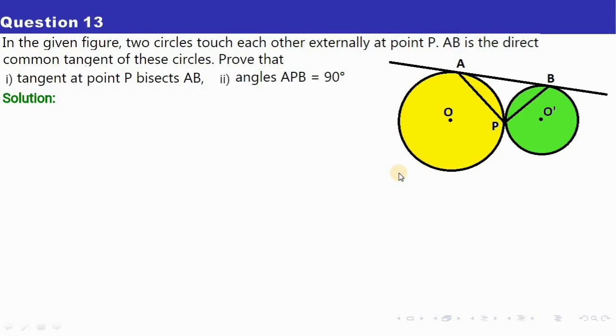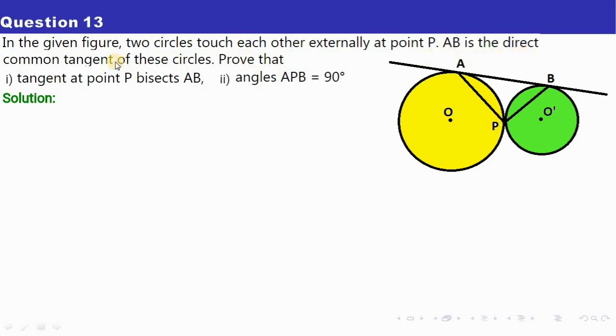Today in exercise 18a we'll begin with question number 13. Let's quickly read out the question. In the given figure, two circles touch each other externally at point P. There's a circle with center O and another circle with center O dash. Both of them touch each other externally at point P.